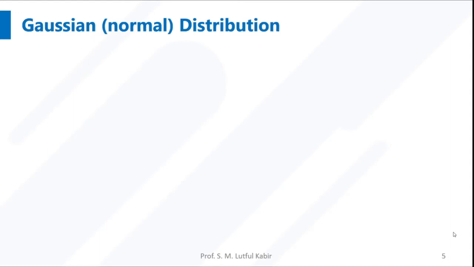Now we shall discuss a term called Gaussian distribution. Sometimes it is also called normal distribution. This is a concept of statistics, and you are already familiar with this type of distribution. I would also like to discuss this particular topic because this is the foundation of anomaly detection.